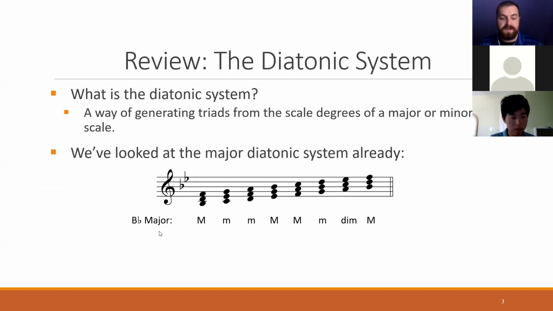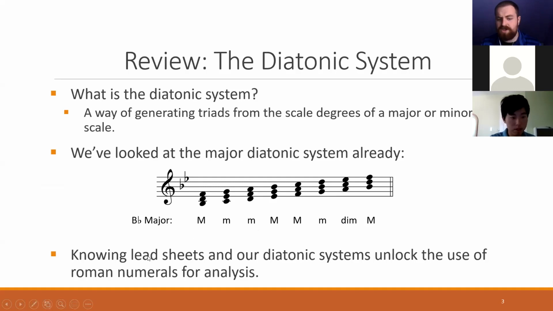And the reason why this is useful is because knowing lead sheets and our diatonic systems unlocks the use of Roman numerals for analysis. So in any major key, if you build a chord on the third scale degree, you're going to get a minor chord every time. That's what's useful about our scales. We looked at this with the patterns of whole steps and half steps already, where a scale is going to be the same pattern regardless of what its starting note is. The same is true for the chords you build from the scale, which is why we can have music in different keys that all sounds as if it's made of the same elements, the same basic building blocks, the same chords.